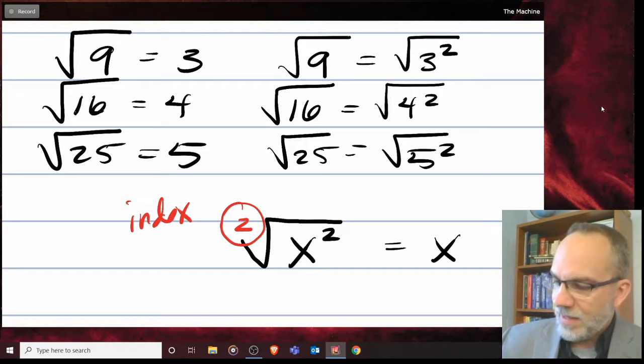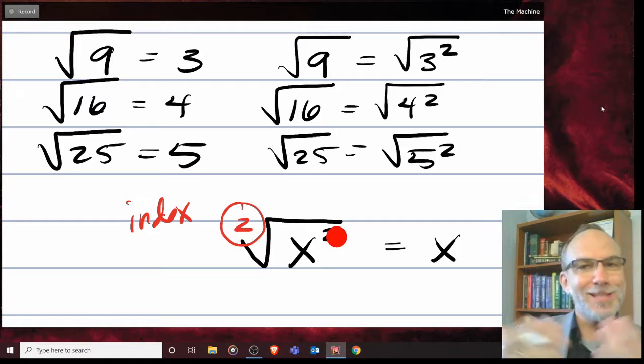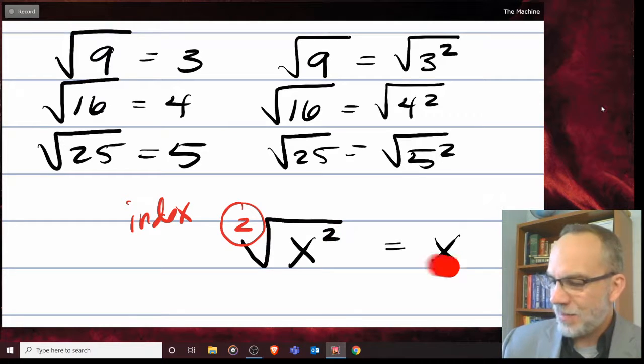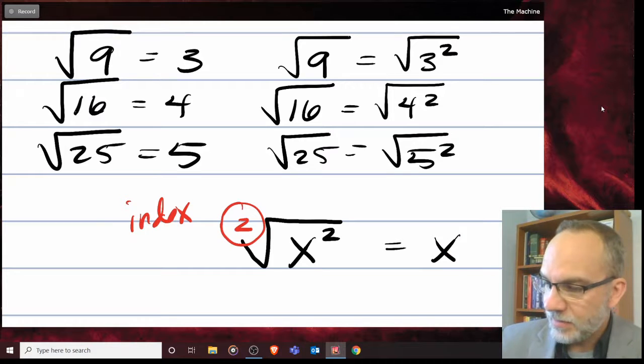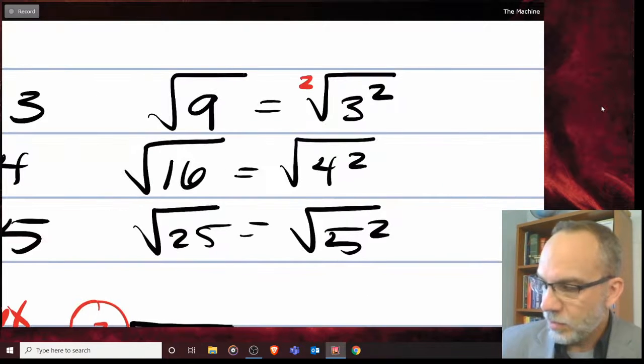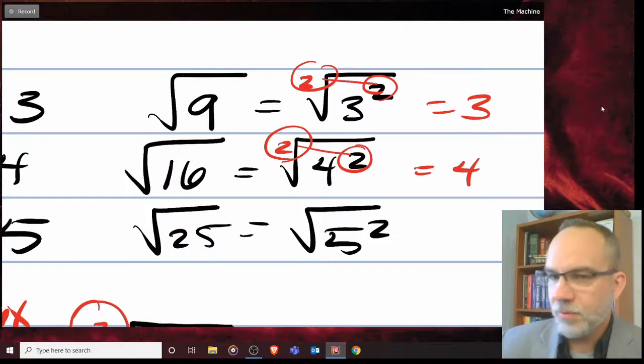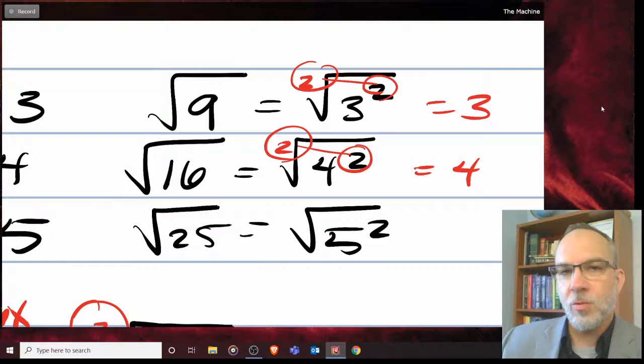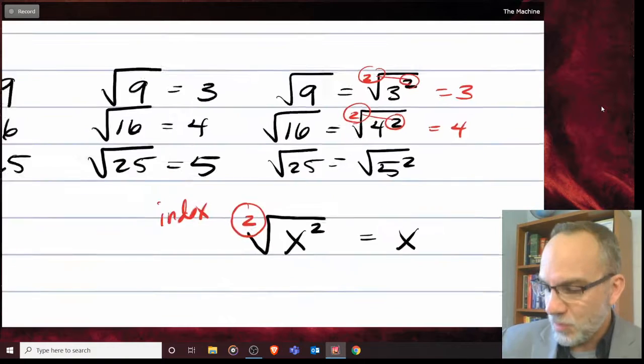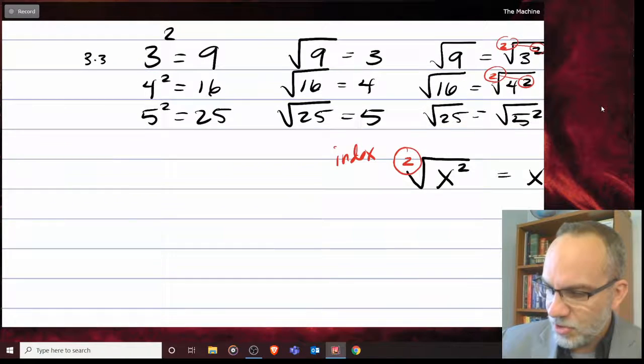And so when the index matches the exponent, they kind of cancel each other out, and you just get the base back. So this would be the square root of 3 squared. And these then, if they match, they cancel. I just get 3. The square root of 4 squared. These match, they cancel. I just get 4. And so forth and so on. But we can also do that with cubes. So those were the squares.